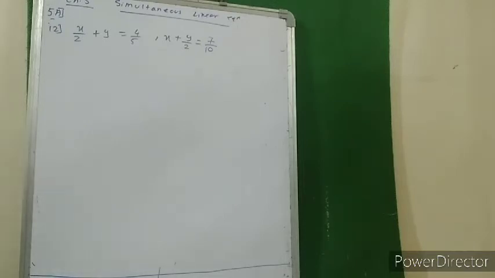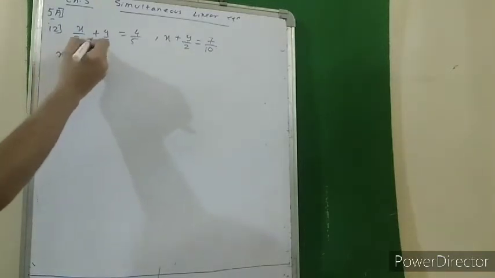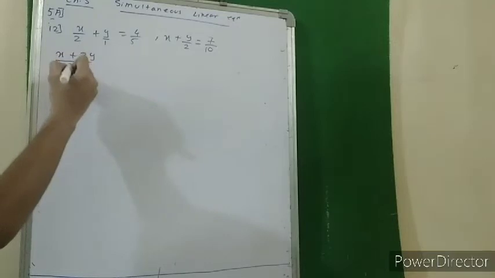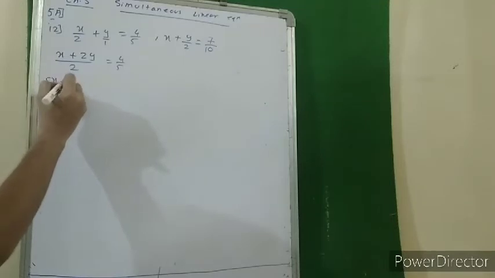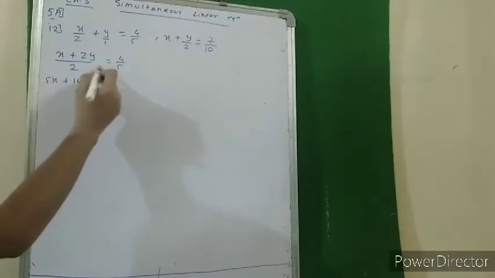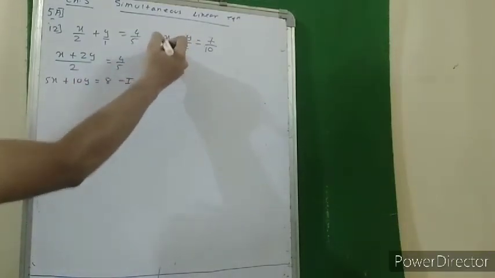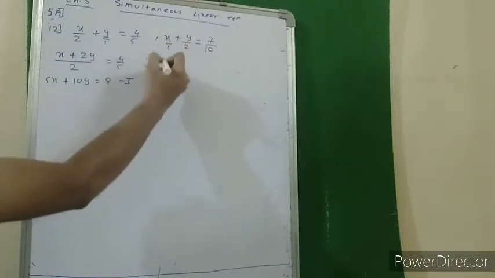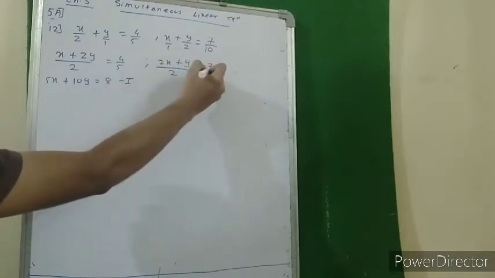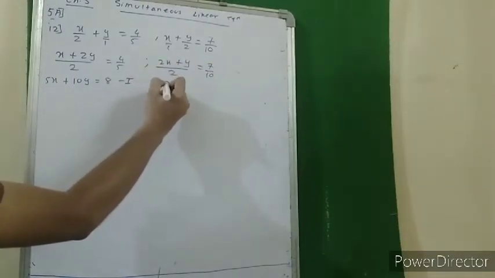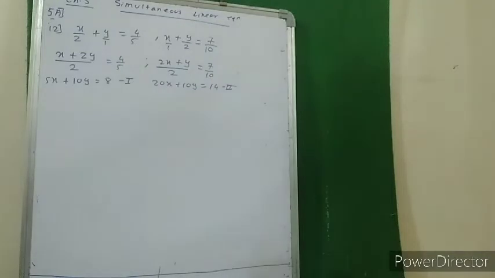Okay, so we have nothing in the denominator, it is 1. Cross multiplied, 1 into x is x, 2 into y is 2y, 2 ones are 2. We have 4 upon 5. This 5 will go there. We have 5x plus 10y is equal to 8, which is the first equation. Here also, 2 into x is 2x, 1 into y is y, 2 ones are 2. It is 7 upon 10. 10 will go there. We have 20x plus 10y is equal to 14.